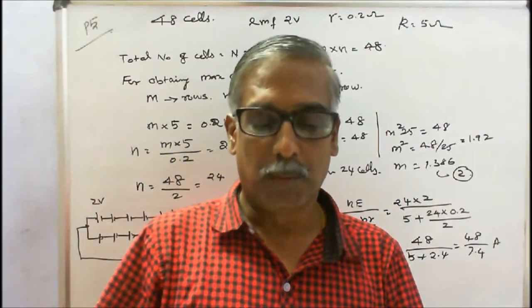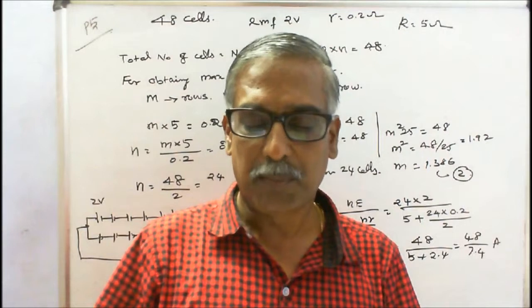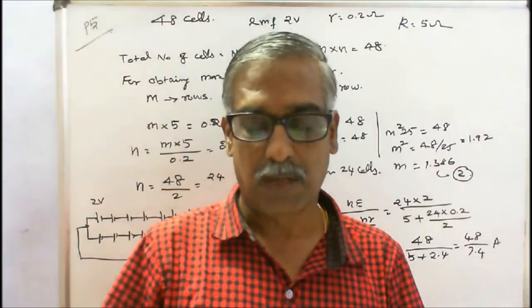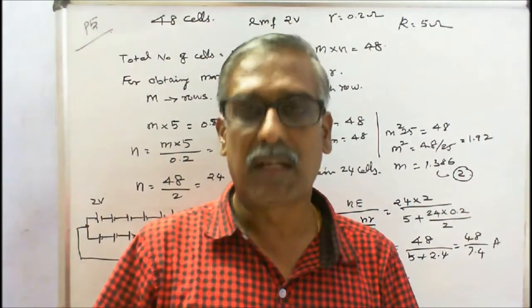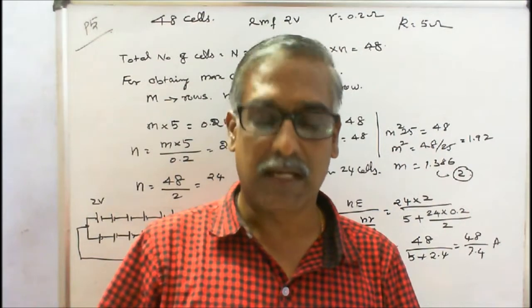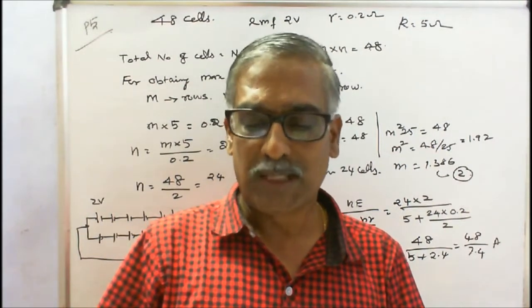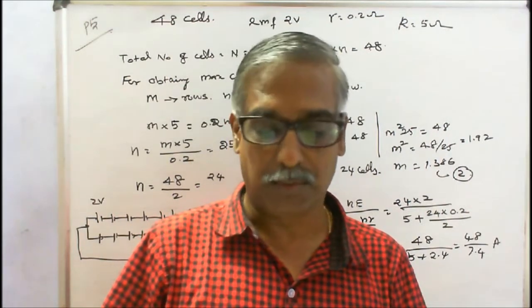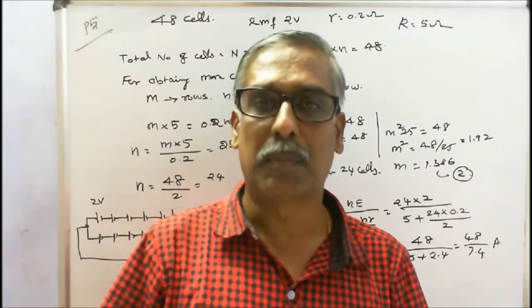The fifth problem: a battery is made from 48 cells, each of 2 volts EMF and 0.2 ohm internal resistance. A resistance of 5 ohm is externally connected to the battery. How should the cells be arranged in order to obtain maximum current in the circuit? Find the value of maximum current.